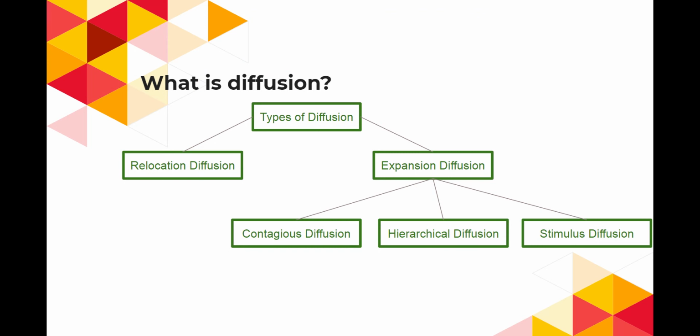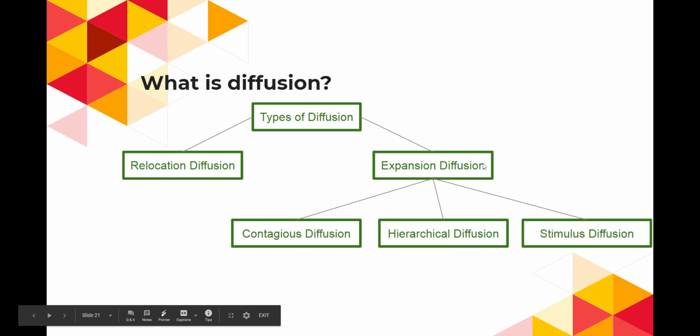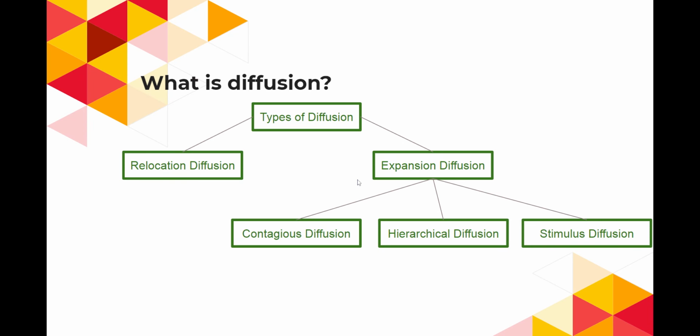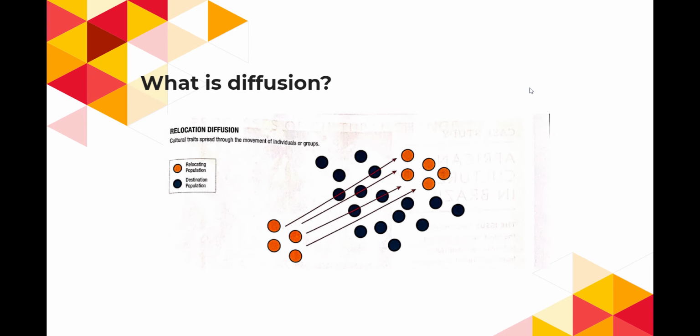So types of diffusion, we have two main types. We have relocation diffusion and expansion diffusion. And we'll talk about relocation diffusion in a second. But it's important for you to know that then there's three different subtypes of expansion diffusion as well, called contagious diffusion, hierarchical diffusion, and stimulus diffusion. And we'll talk about each of those in just a moment. All right, but first let's do relocation diffusion.